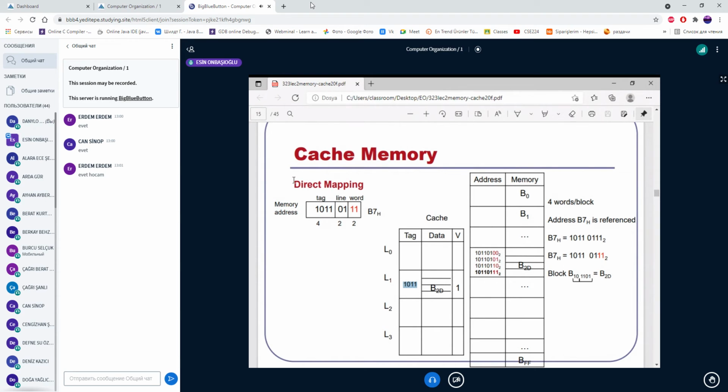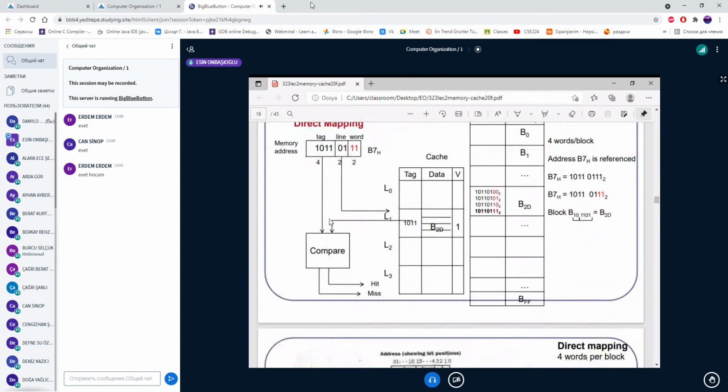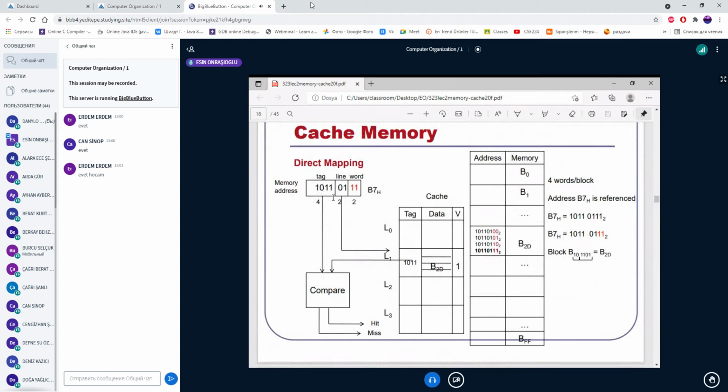So in direct mapping, the CPU checks, this is the same example, the CPU finds the line field, goes to line 1, and compares the tag in that line with the tag in the address. And if the 2 tags are the same, this means that block 2D is already in the cache. So it is a cache hit.